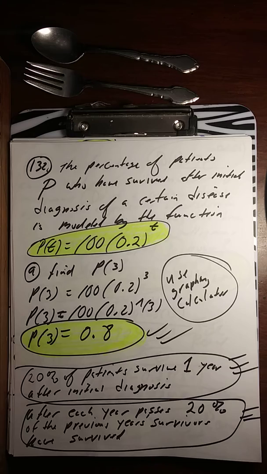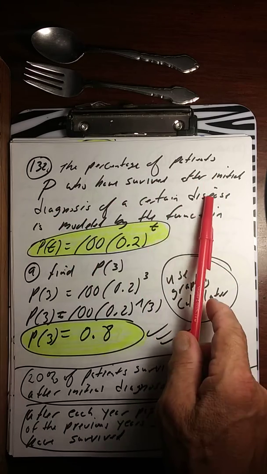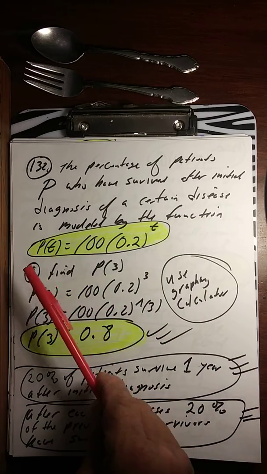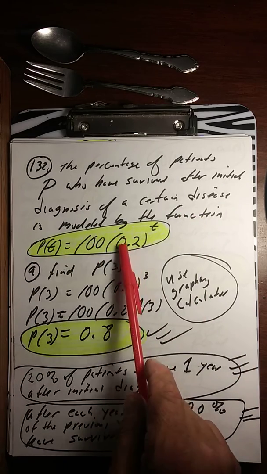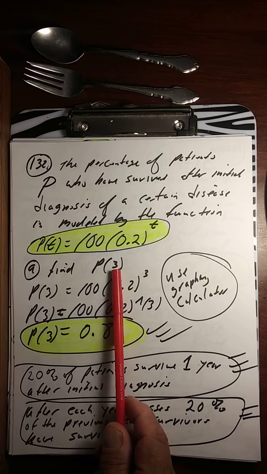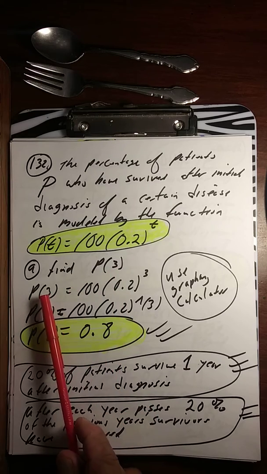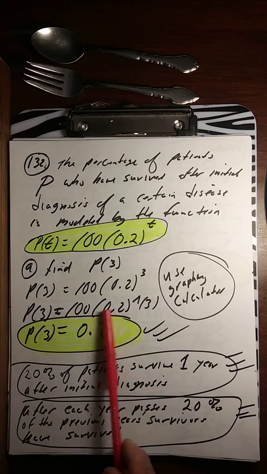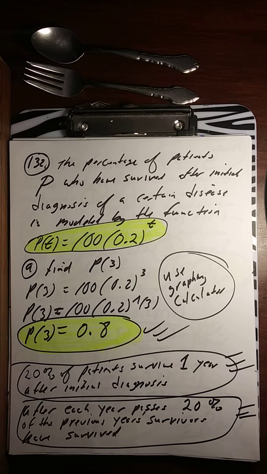Percentage of patients P who survive after initial diagnosis of a certain disease, whatever that disease is, modeled by this. P of t equals 100 times 0.2 to the t. Find P of 3. After 3 years, what happens to the patients? So P of 3 is this. Put 3 in there. Use a calculator to get this. And I'll show you how to do that in a calculator.